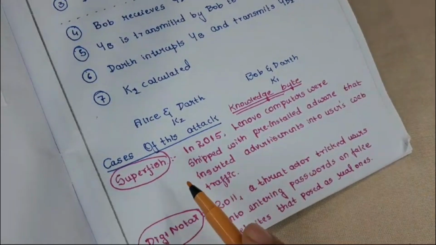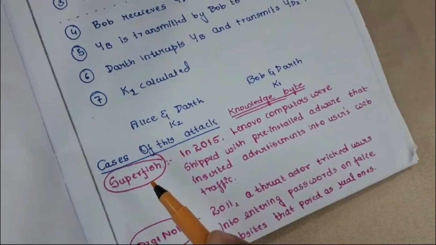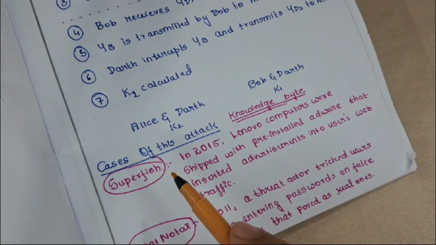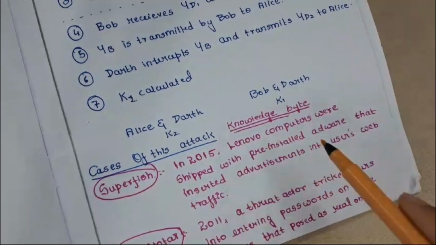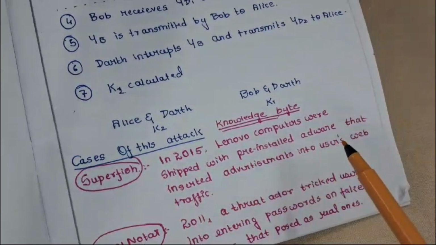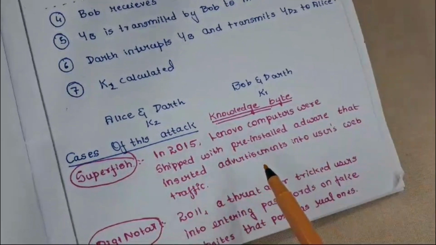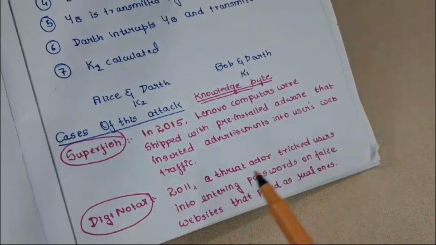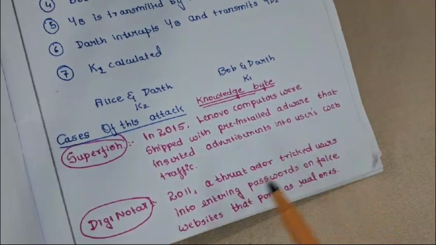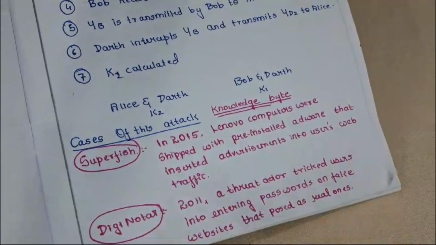So let us see the cases of this attack. Superfish and DigiNotar. Superfish is the name of a case which was reported in 2015 in which Lenovo computers were shipped with pre-installed adware that inserted advertisements into users' web traffic. DigiNotar, a threat actor, tricked the users into entering passwords on fake websites that posed as the real ones.